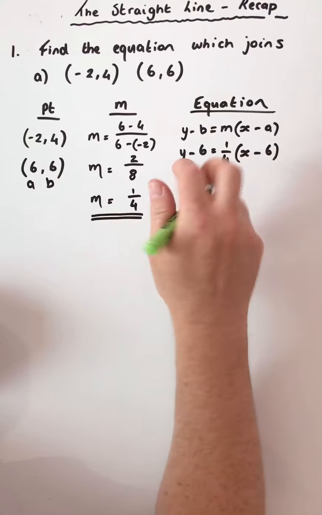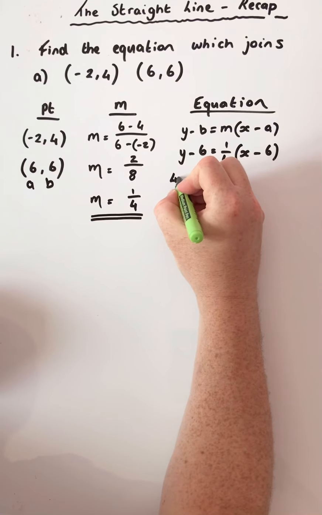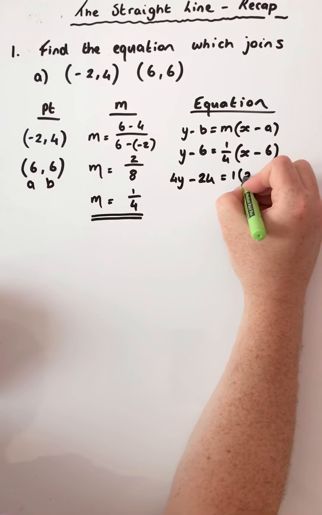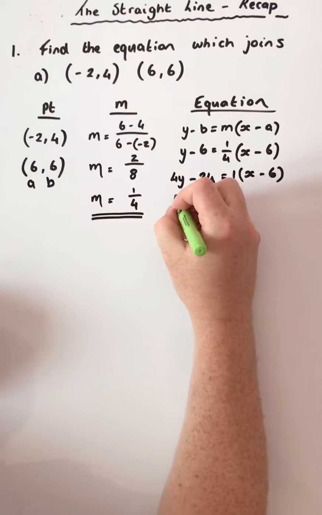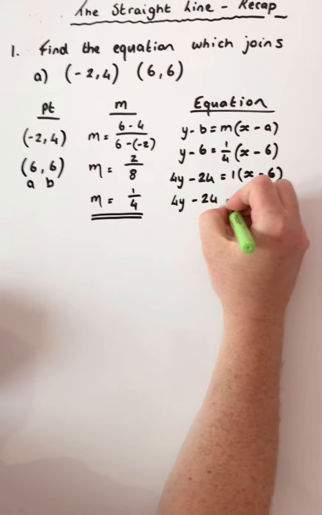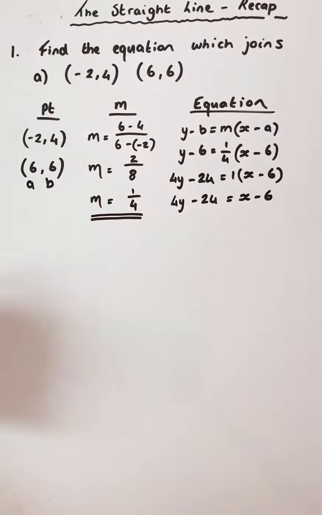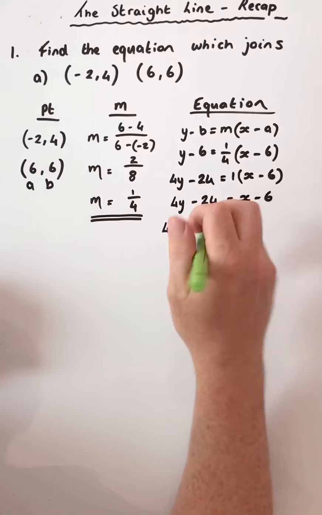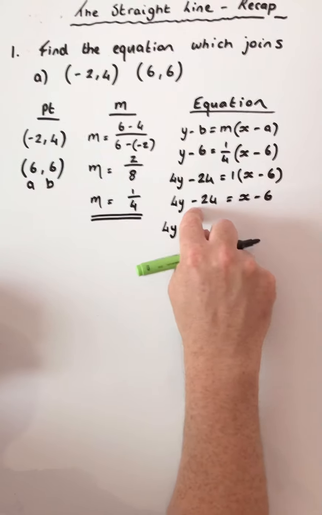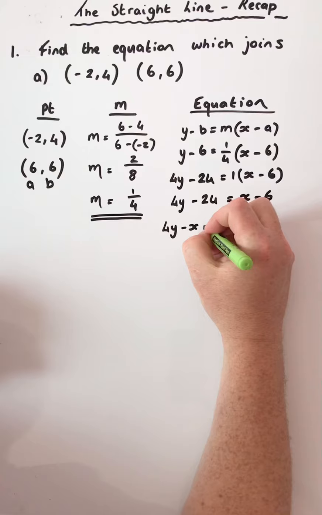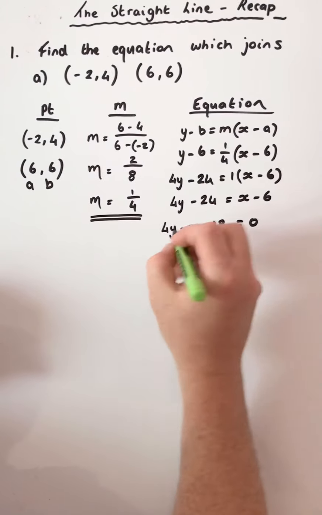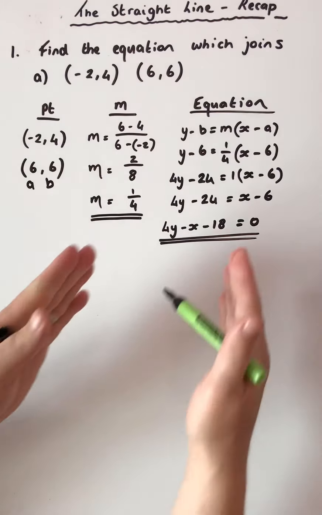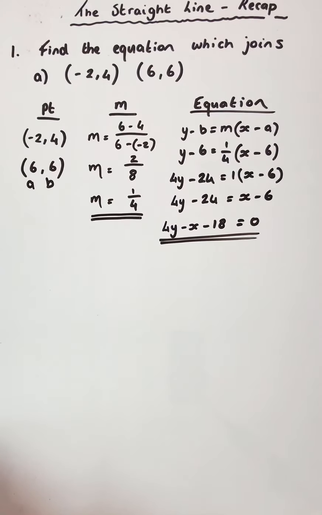Now at this point we'll multiply through by 4. So 4y minus 24 equals x minus 6. We'll leave that there just now. If you didn't want to leave that x there, then you would have had just that written there. Simplify it by collecting like terms: minus x minus 24 plus 6 is minus 18, and that's equal to 0. So that's a general equation of a straight line.